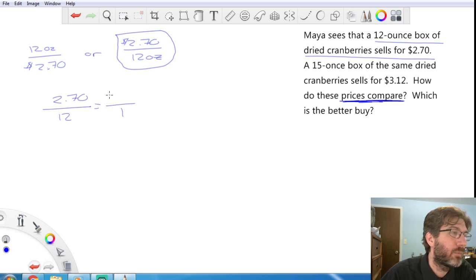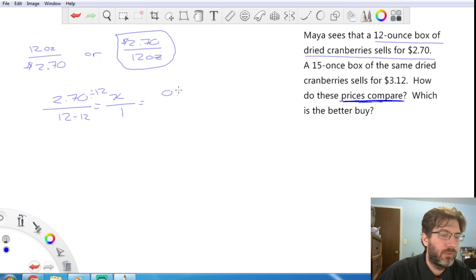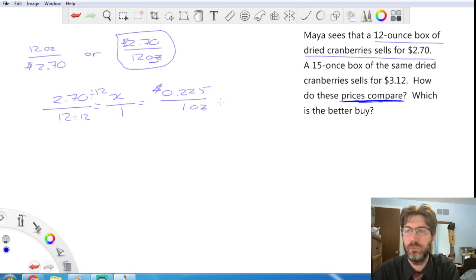So we do have an unknown up here. If you want to solve it by proportions, you can, but it's probably easier to just say, hey, I just divide this by 12, so I'm going to divide this by 12. And 2.70 divided by 12 gives you your unit rate. If you remember from a few weeks back, we were looking at the unit rate. So 2.70 divided by 12 is going to give you 0.225 over 1. So this is money, and this is ounces, just like our beginning one. This is money, and this is ounces. So it does go with that.